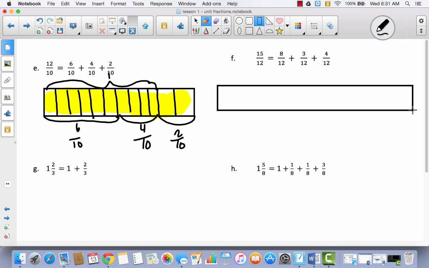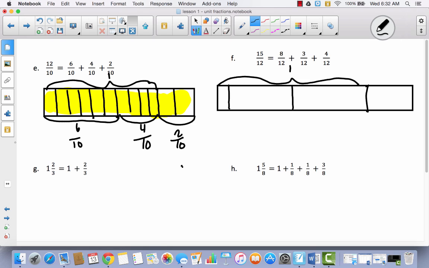So the first thing that I've got to have is 12 twelfths plus 3 more. So I'm going to come down here. This is going to be my whole right here, one whole. And I'm going to divide this into 12 parts. So the first thing I'm going to do is divide it in half. Okay. And then I'm going to divide these into 6 parts. Okay. So they're going to have to be kind of small.